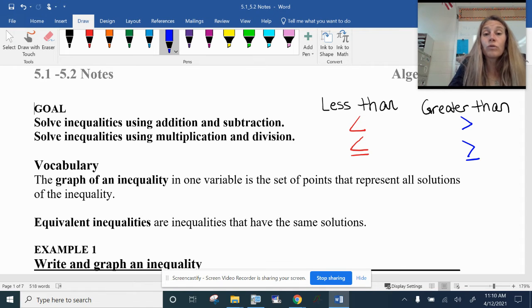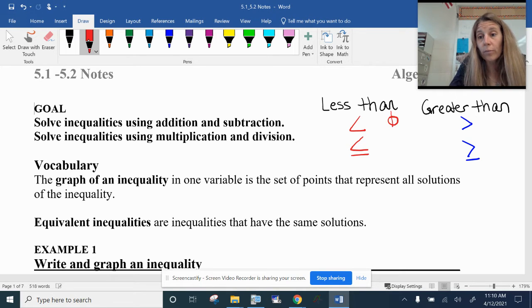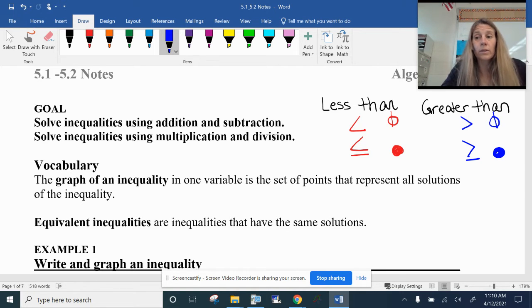Now, when you go to graph it on a number line, the less than sign will be an open circle on the number line, and the greater than will be as well. But when you have the equal to line underneath, you would have that filled in circle on the number line, and then the greater than or equal to would also give you that filled in circle on the number line. So let's keep that in mind.